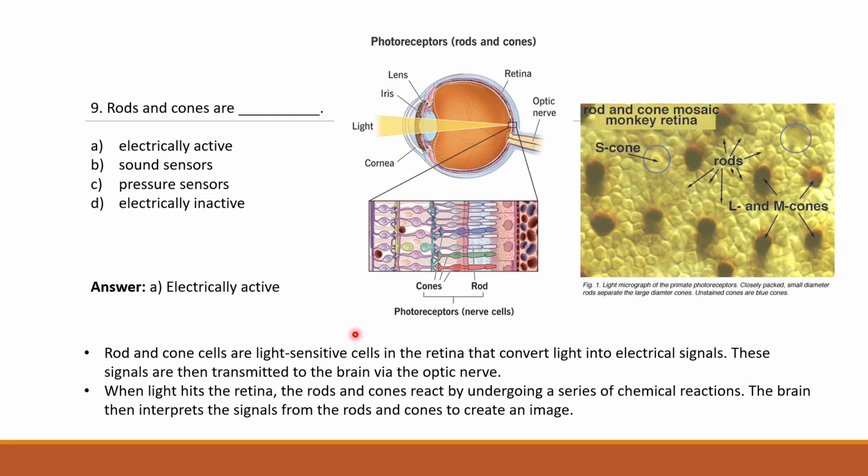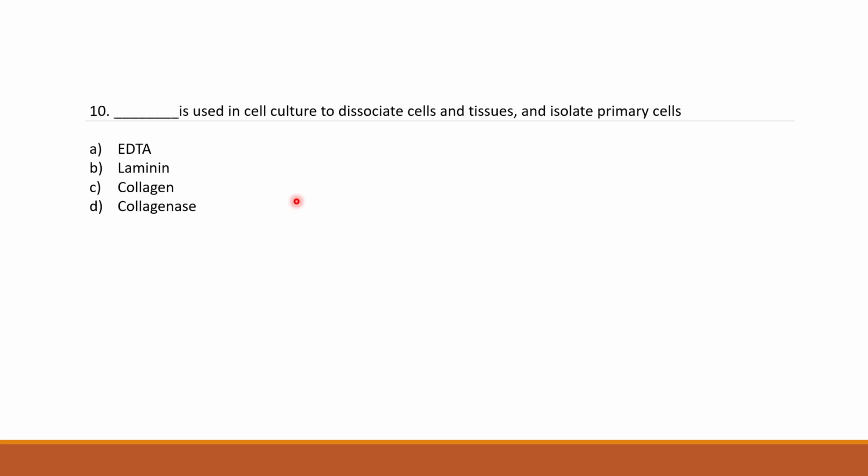Okay, this is about your rods and cones. Last question. Dash is used in cell culture to dissociate the cells and tissues and isolate primary cells. A. EDTA, B. Laminin, C. Collagen, and D. Collagenase. What is the answer?